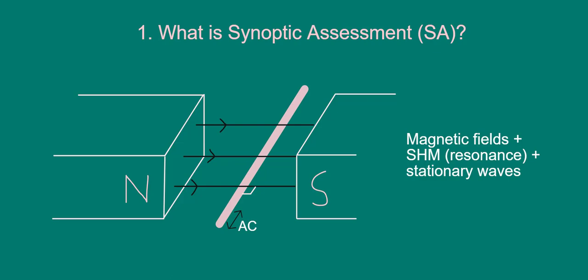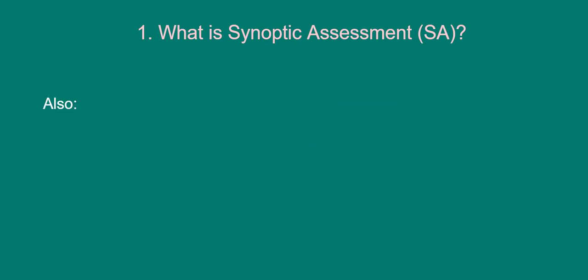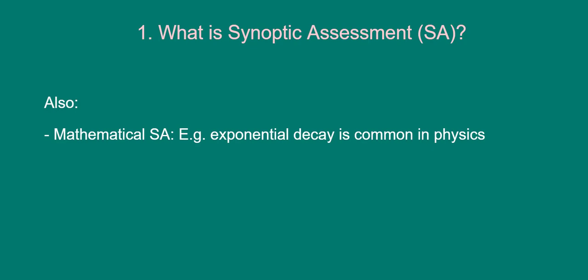Before we move on to the next section, let me point out that there are other forms of SA that you should prepare for. One form is mathematical in nature. Different areas of physics are often described by the same mathematical relationship, and so this form tests your ability to apply relationships you've studied to unfamiliar situations.